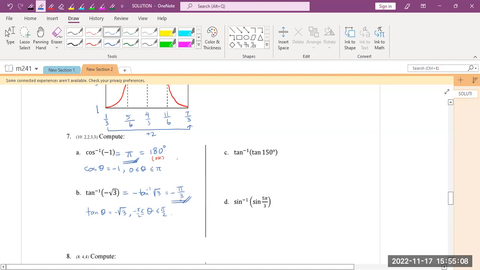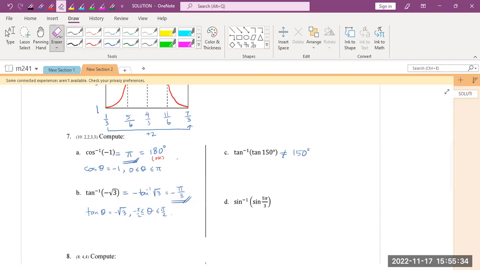Now, how about tangent inverse of tangent 150 degrees? Notice that this is not 150 degrees. Why? Because tangent inverse and tangent only cancel if the angle is in quadrant 1 or quadrant -1. Now, 150 degrees is not in quadrant 1, nor is it in quadrant -1. So, how do we answer this? Just do it inside out.